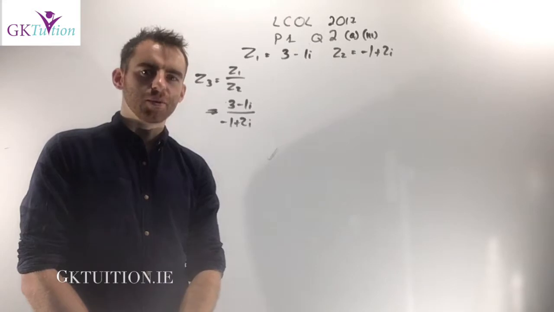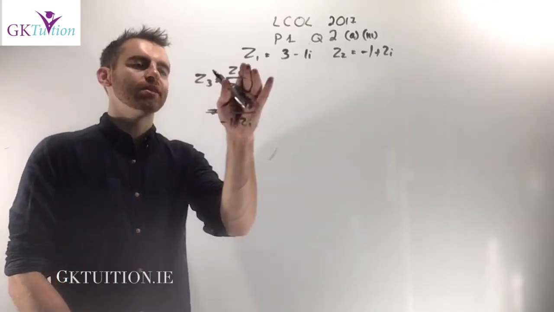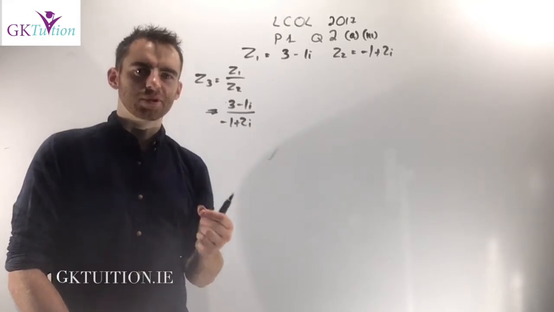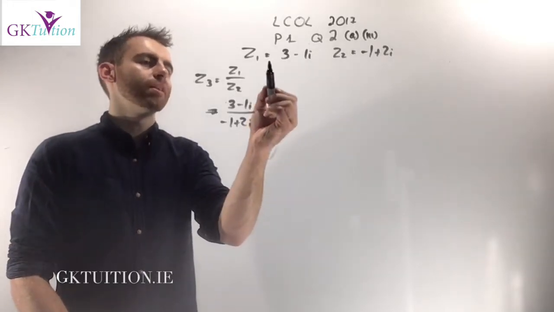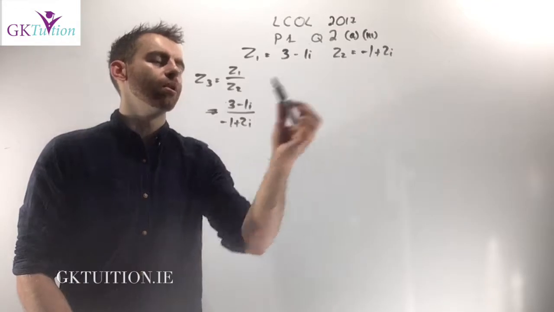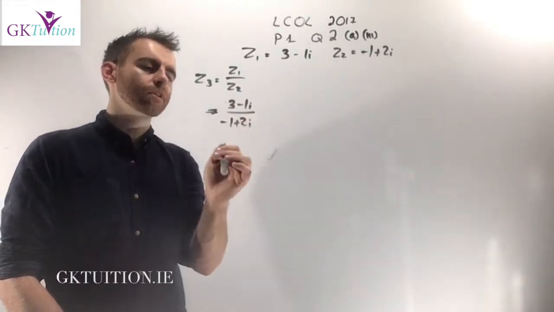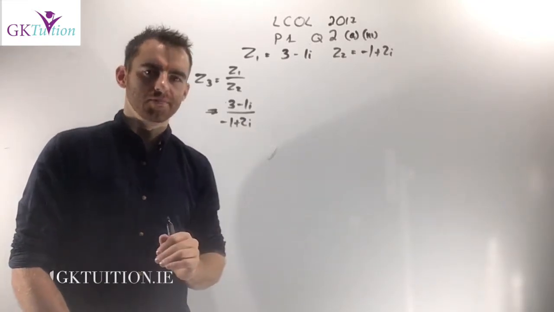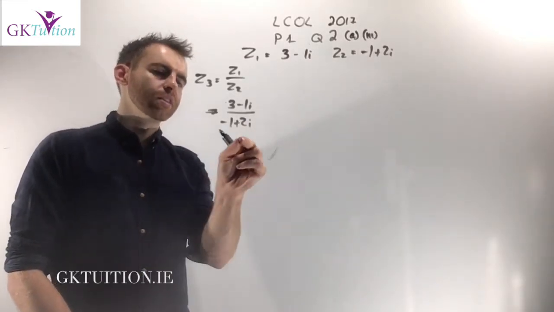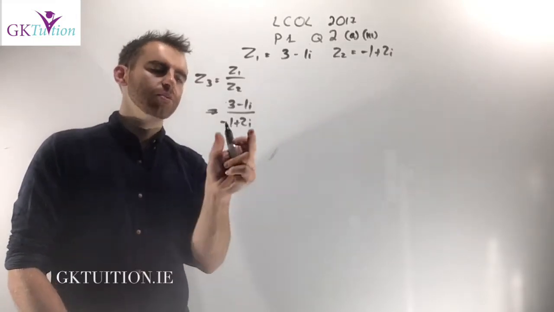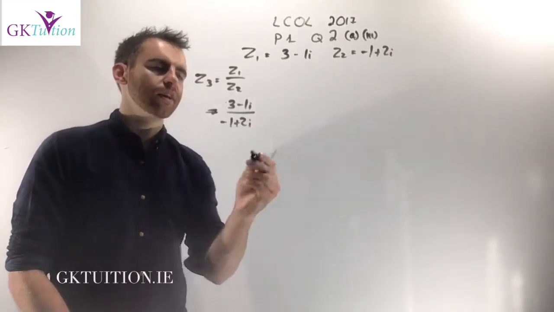In part 3 of this question, we're told that Z3 is Z1 over Z2. We're asked to find Z3 in the form of x plus yi. From the previous parts of the question, we know what Z1 is and we know what Z2 is. So if we sub in, Z3 is just 3 minus 1i over minus 1 plus 2i. Now, you should realise that the problem here is the i on the bottom of the fraction. You need to eliminate the i on the bottom of the fraction.